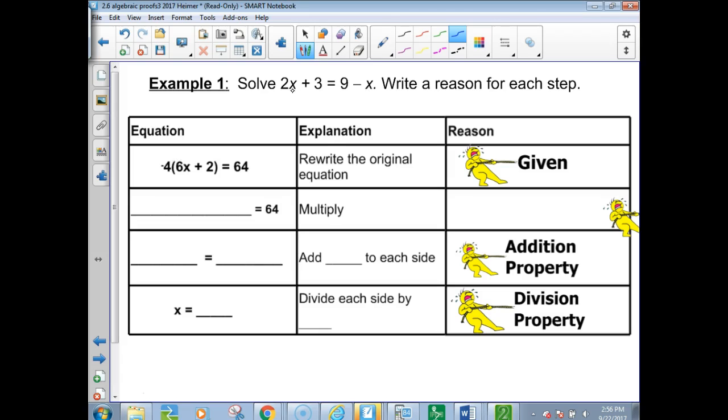Rewrite the original equation. This is not the same. This isn't on your paper. I know it's not. You've got this, right? You have solved this. So I put that in the first box. That would be your given. The next step would be to do negative 24x minus 8 equals 64. We multiplied, but it's really called not multiply, but distribute. That would be your distributive property.